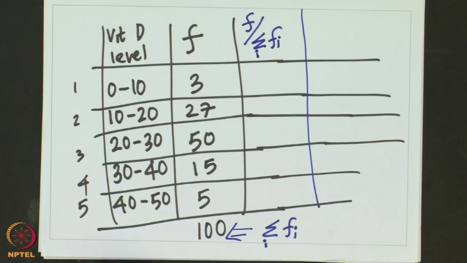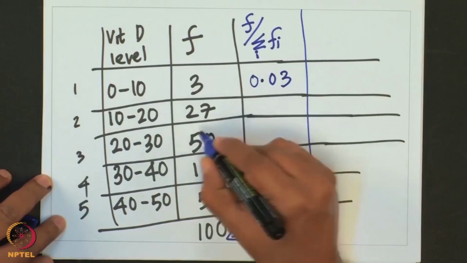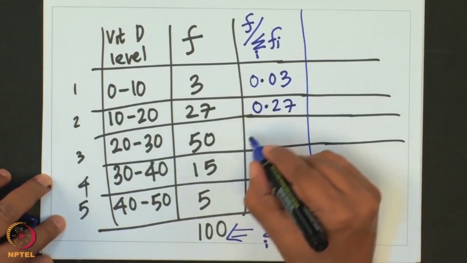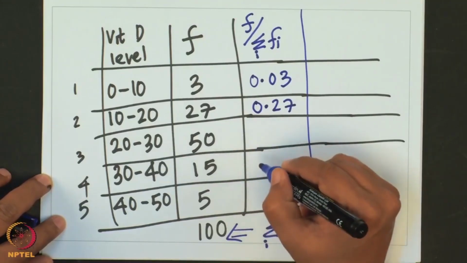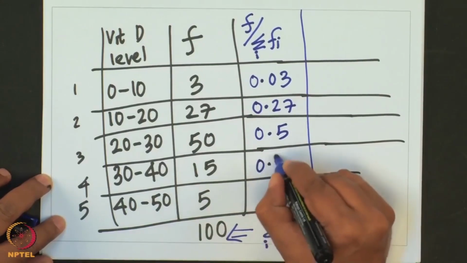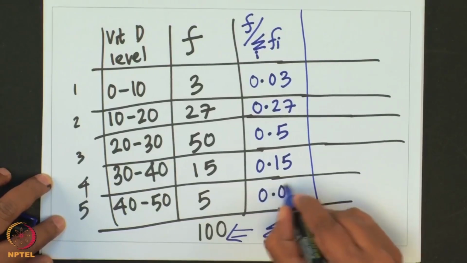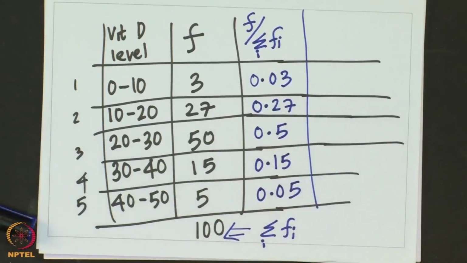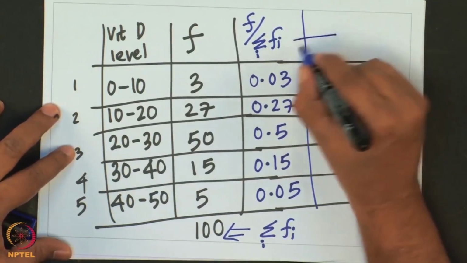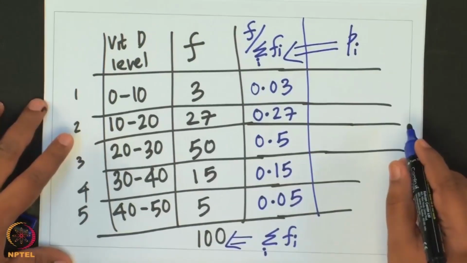So, what does that mean? This means 3 by 100, which is 0.03. 27 is 0.27. This is 50 divided by 100, which is 0.5. 15 divided by 100, 0.15. And 5 divided by 100, 0.05. So, this column, this thing we would call probability. This thing we would call Pi, which we would call probability.